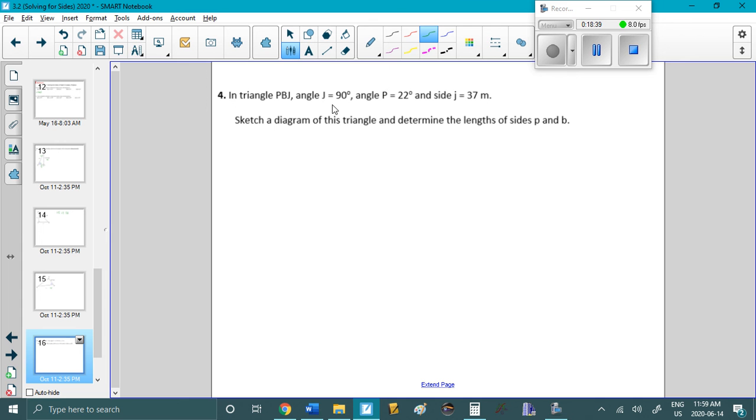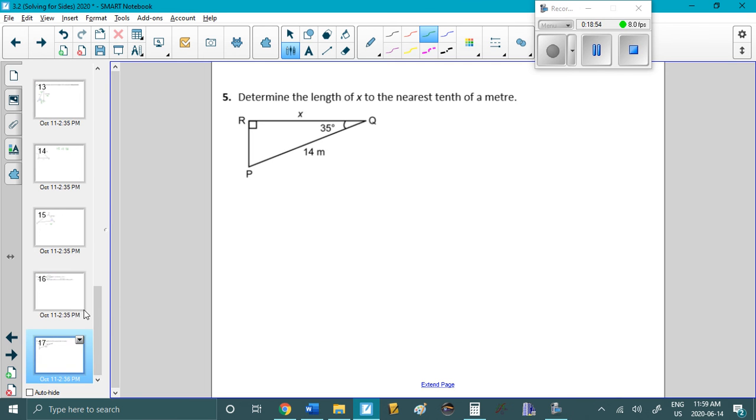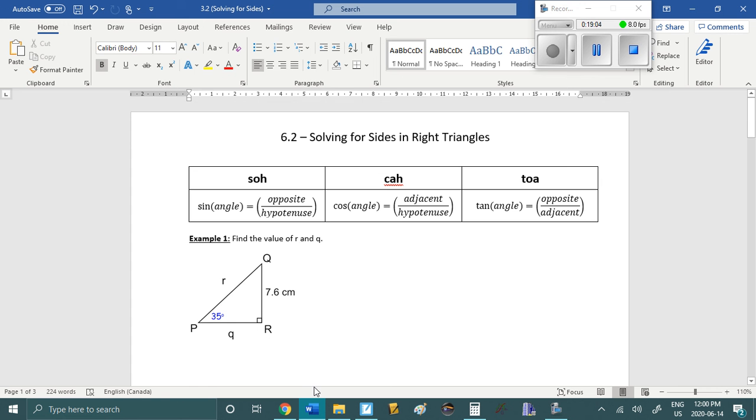And then I've got one where you actually have to draw a triangle PBJ. So you draw a triangle PBJ. Be careful with the angles. This is the right angle, so that should help. And I tell you side J. And then you solve for P and B. And again, I'll show a solution. And finally, find the length of side X. So just one side. So this is your angle. What sides are you dealing with? Sohcahtoa to figure out what you're supposed to do.